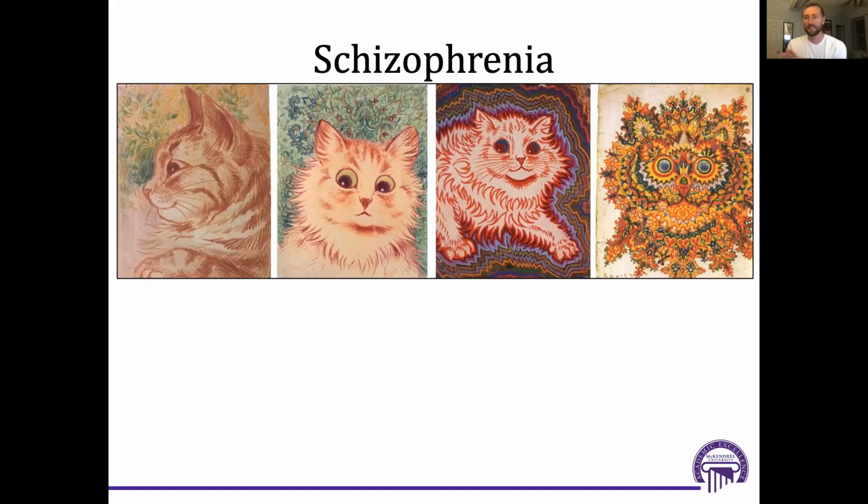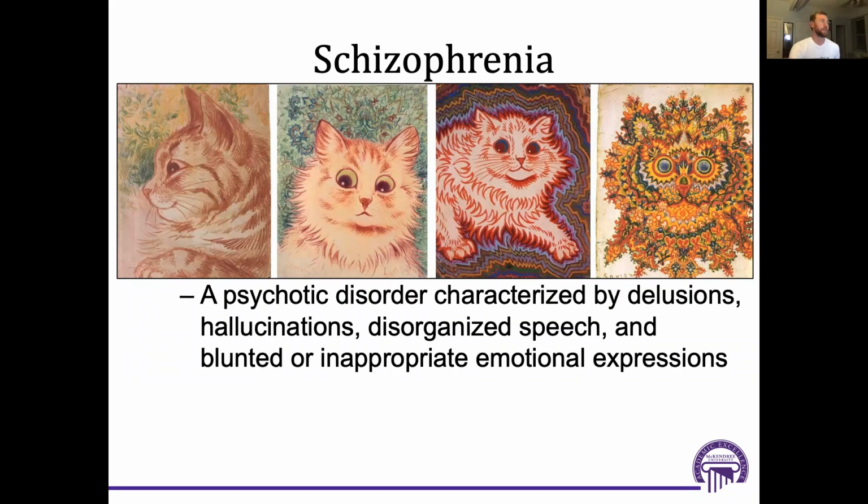And it's not like dissociative disorders, which we'll talk about here in a little bit, in that sense, but rather what we mean by split mind is that the person is basically divorced from reality, okay? So in terms of ways of thinking, perceptions, right, their reality is completely altered, okay? So schizophrenia is a psychotic disorder characterized by delusions, which we'll define here in a little bit, hallucinations, which we will also define, disorganized speech, and blunted or inappropriate emotional expressions.